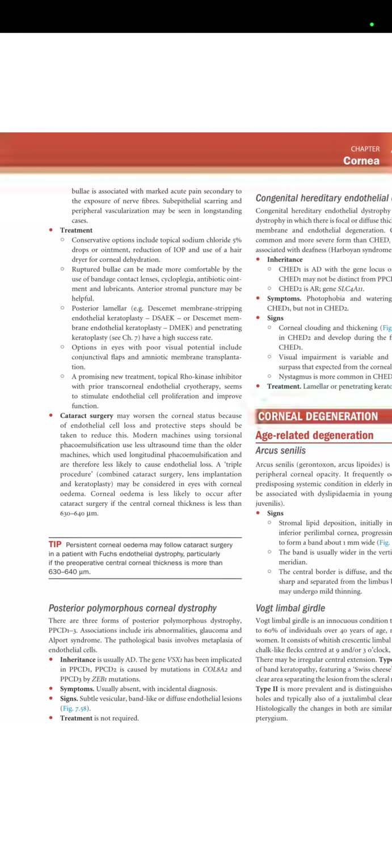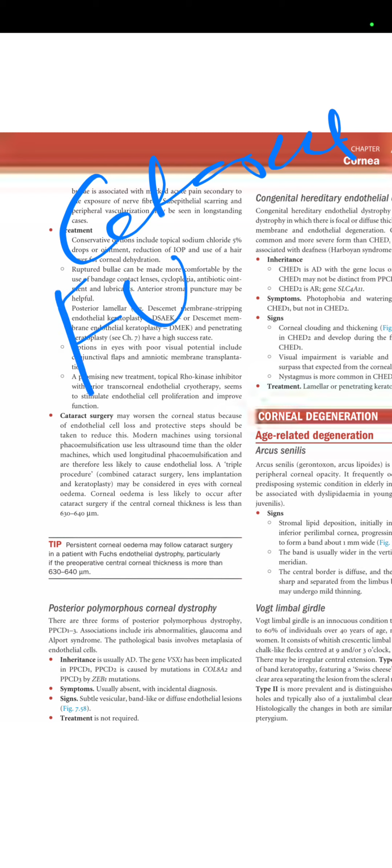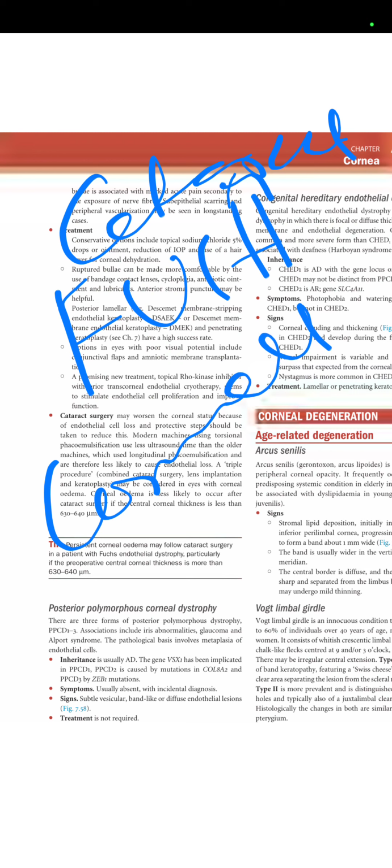But now very important is the case of cataract. So just remember, if a patient with Fuchs endothelial dystrophy presents with a cataract, how will you do the cataract surgery in this case? So you have to see the corneal thickness and the endothelial count.